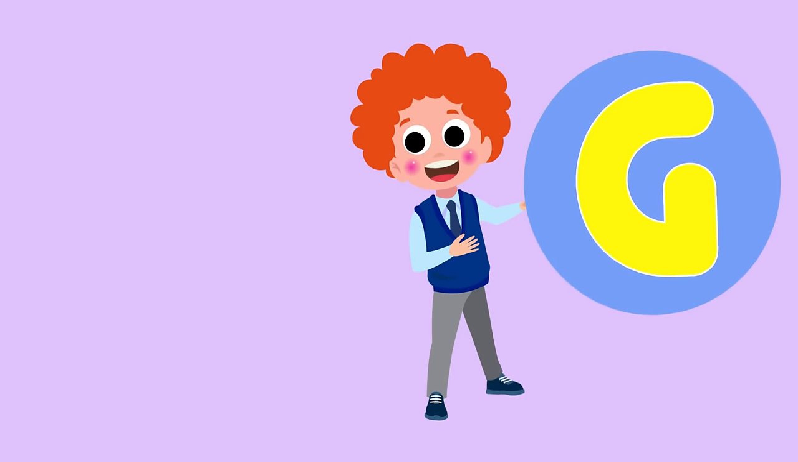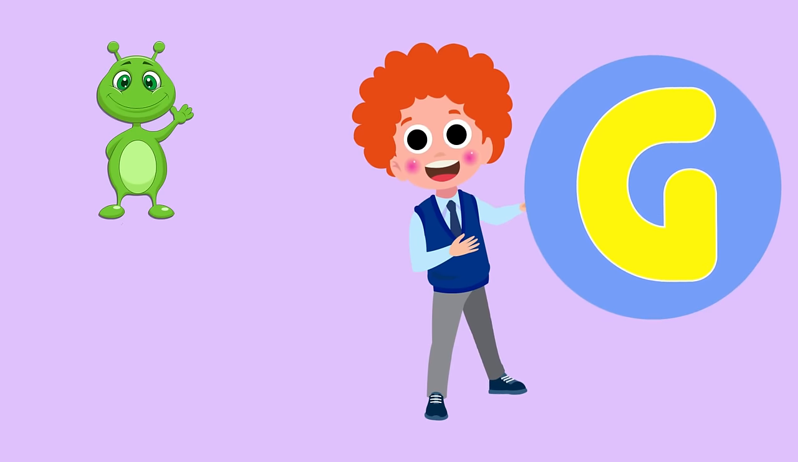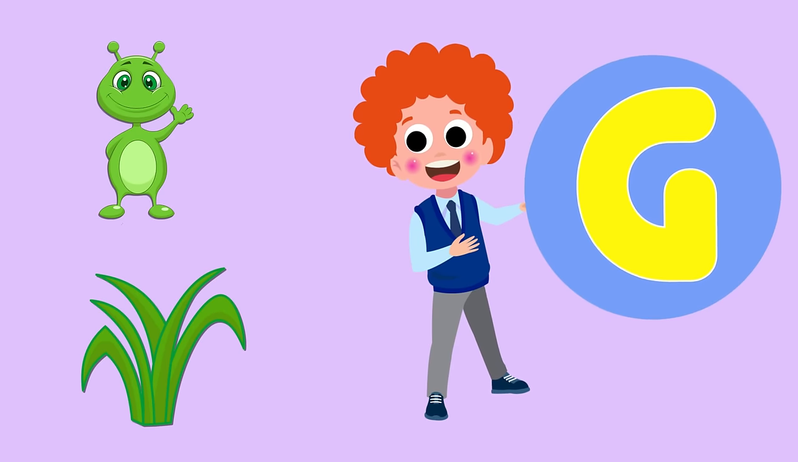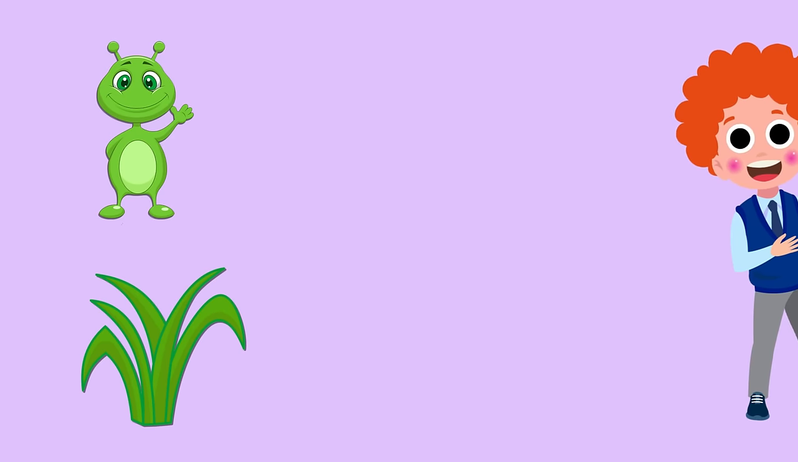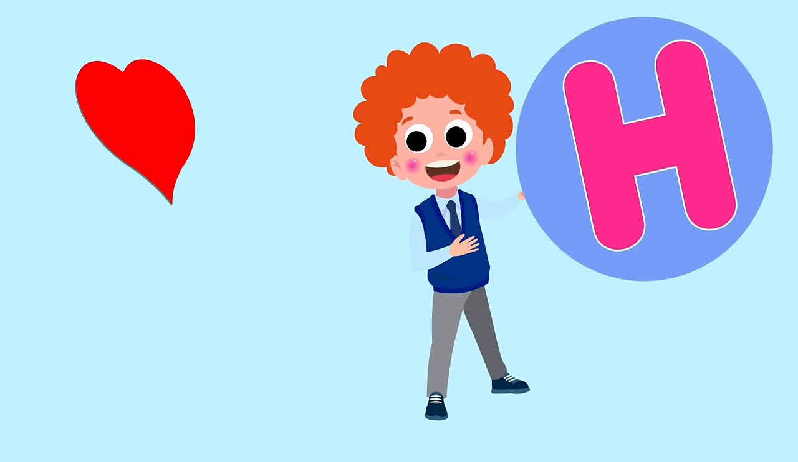G is for green. G, g, green. G is for grass. G, g, grass. G is for g, g, g, g, green. G is for g, g, g, g, grass. H is for heart.